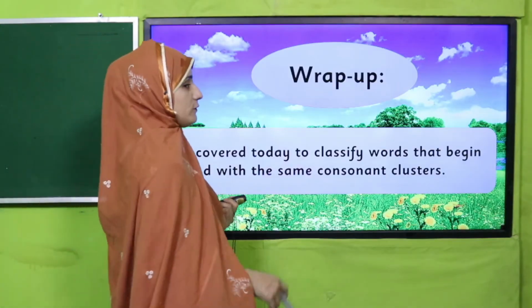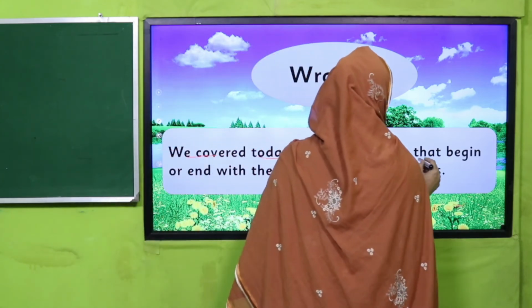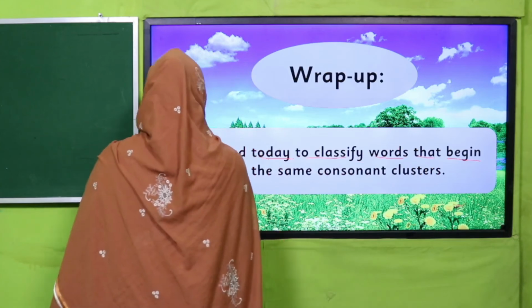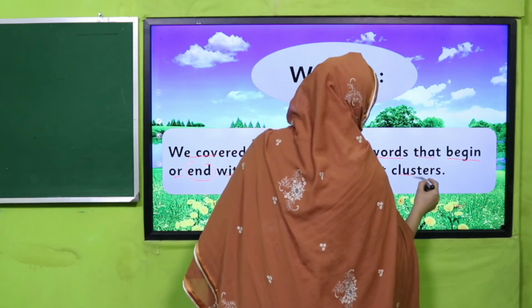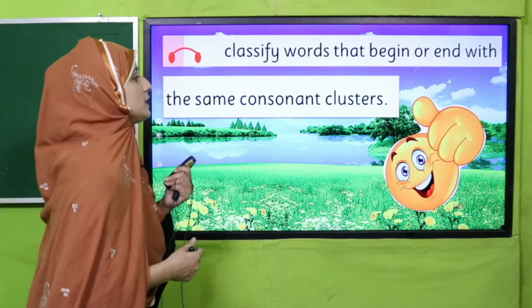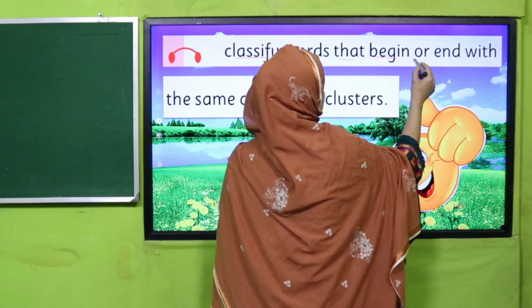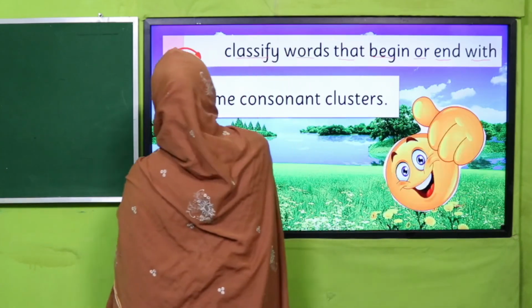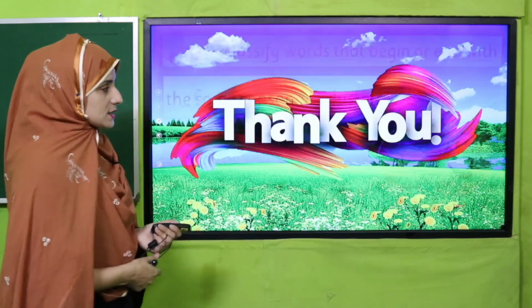So let's wrap up what we have learned today. We covered today how to classify words that begin or end with the same consonant clusters, and in this way we have covered our SLO, classify words that begin or end with the same consonant clusters. Yes, we have done it.